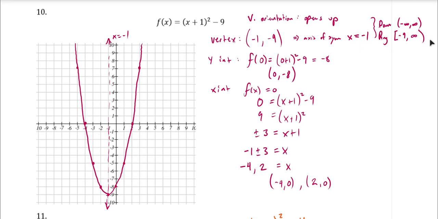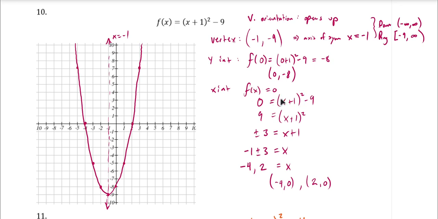And our domain and range, well, the domain is always negative infinity to positive infinity. The range is going to be from negative 9, our lowest point, up to infinity, inclusively on this minus 9. What is our y-intercept? Just plug in 0, and we would get 1 squared minus 9. That's minus 8.